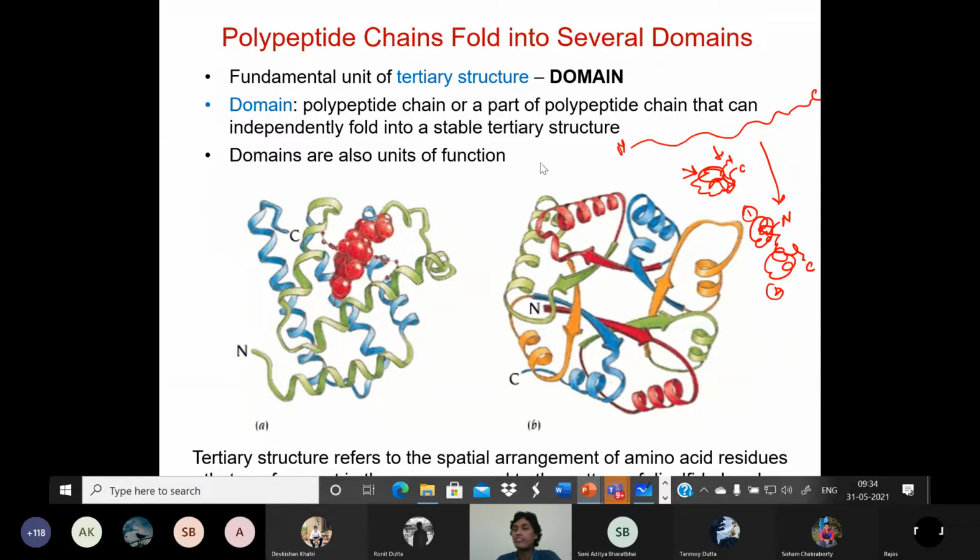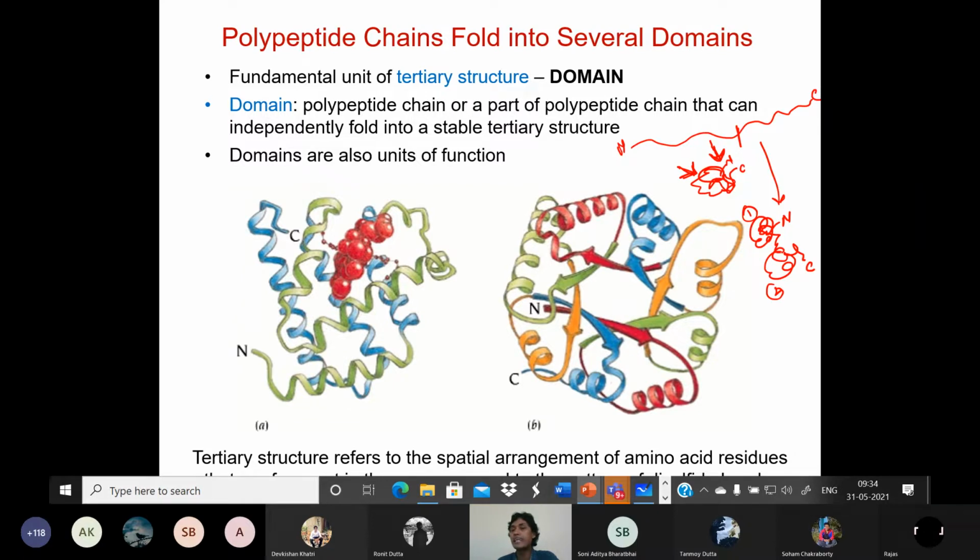That means in the first case, the protein with just one domain, if you cut this protein from here, N to C, and then want to fold it, it will not give you this structure. Why? Because the whole protein together forms this compact globule structure. This is a domain, so you need the full sequence.